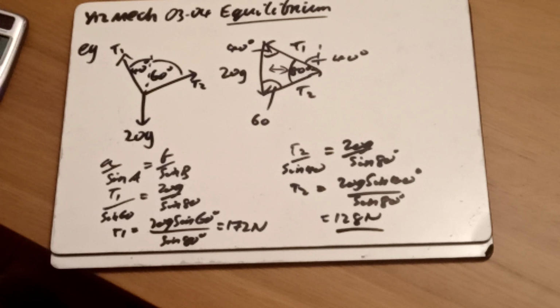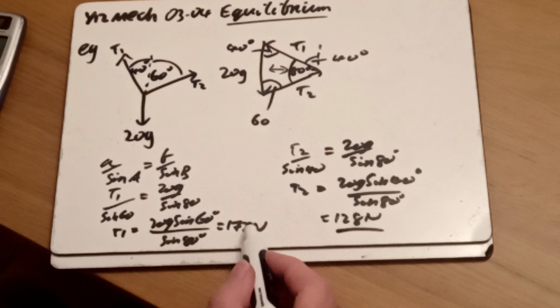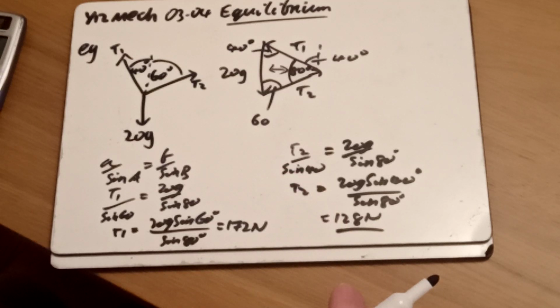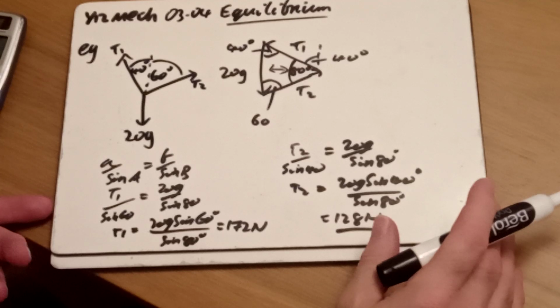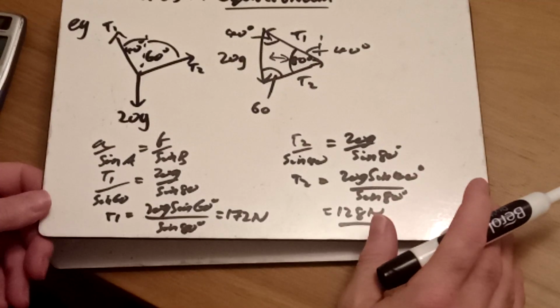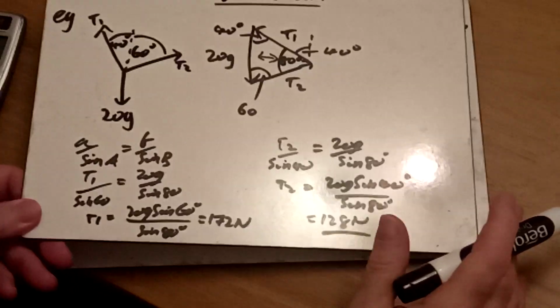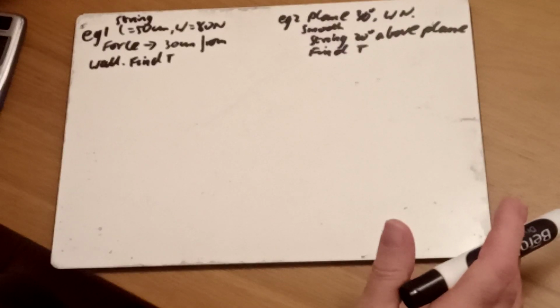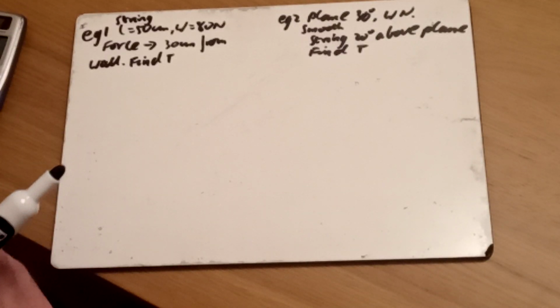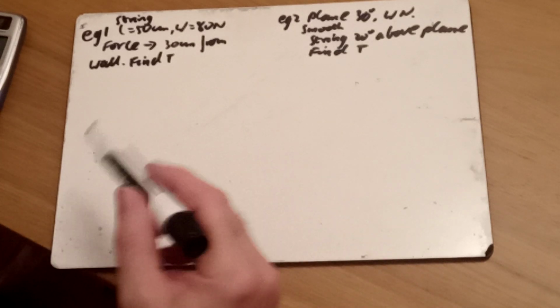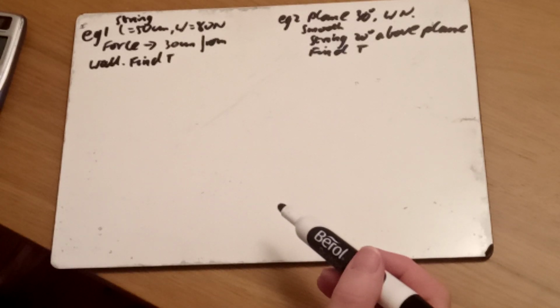So in that case, that's my smallest force, that's my middle force, and 20g, 196, is my biggest force, and it matches up with what I've got there. They look about the right sort of size. There's another way I can solve this one, and it's called by resolving. We've got to take components both horizontal and vertical. That's mainly what I'm going to be doing for most of these ones.